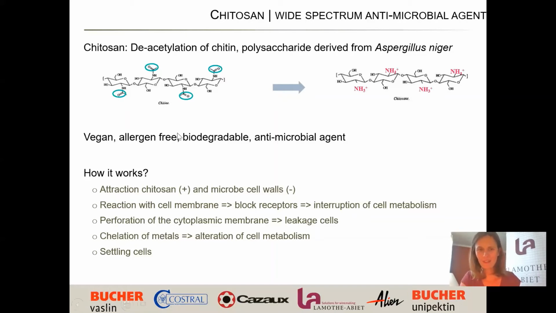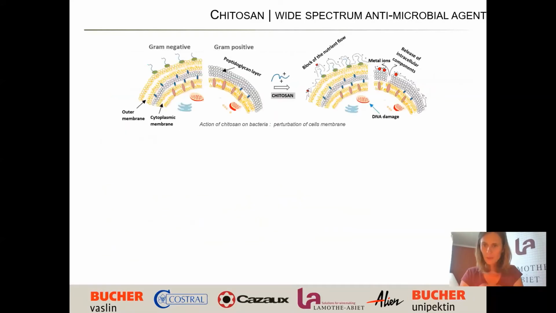Another action that chitosan has is that it can chelate metals, which are essential for the cell's metabolism. By chelating metals, we are depleting the environment of the metals, which means the cell's metabolism is going to be altered, and then we settle them down. So chitosan attracts them, changes their activity, kills them, and eliminates them by settling down. Pretty effective. I'm going to show you some pictures.